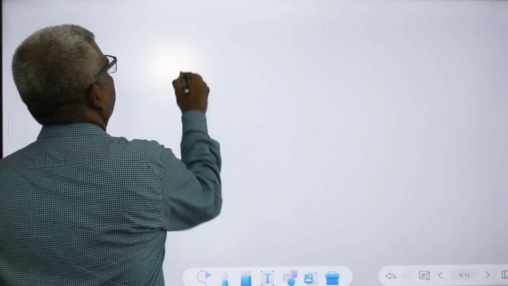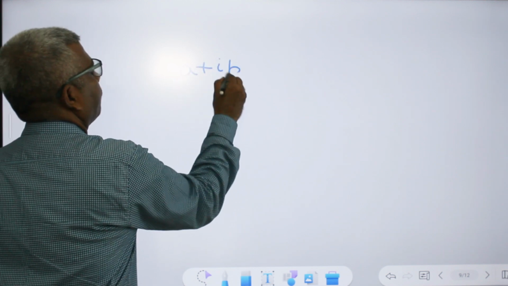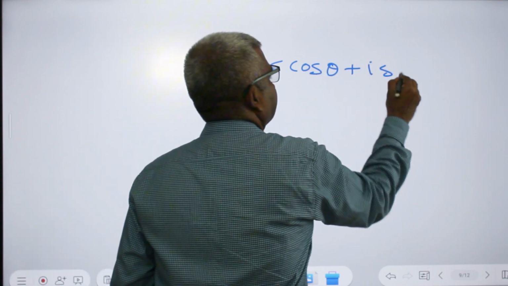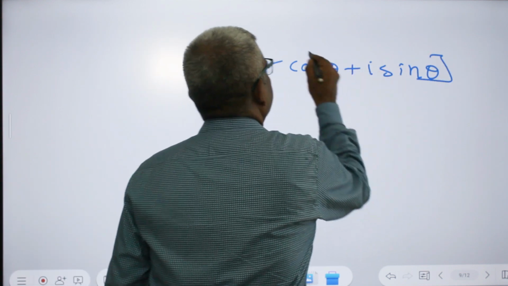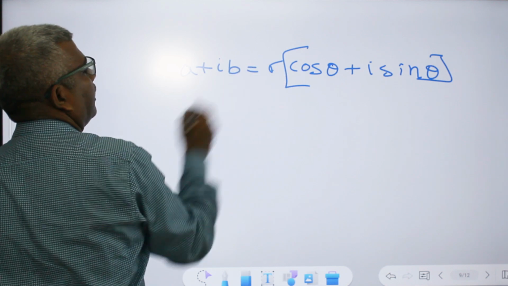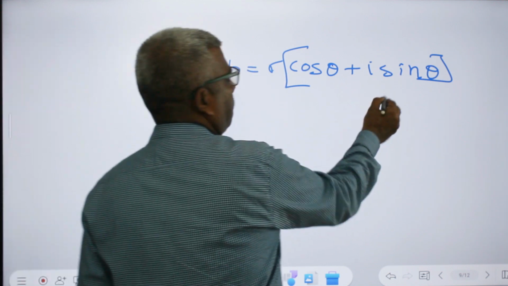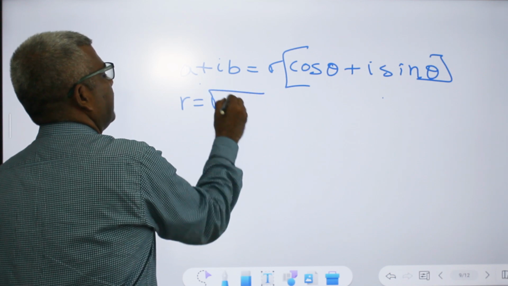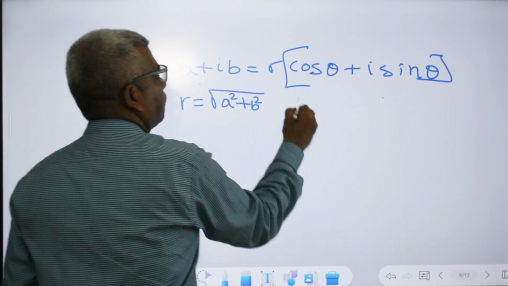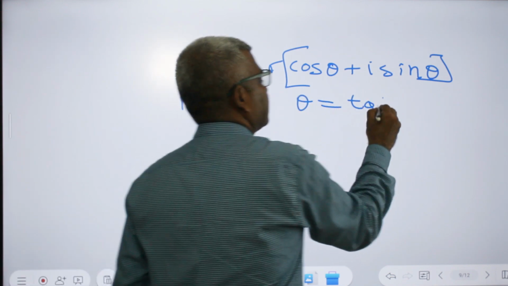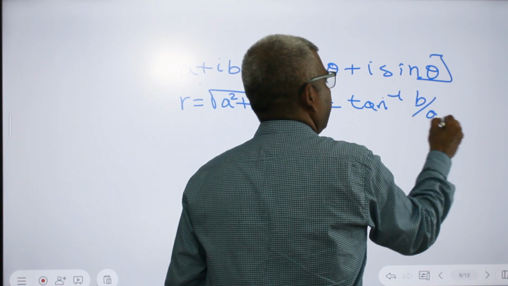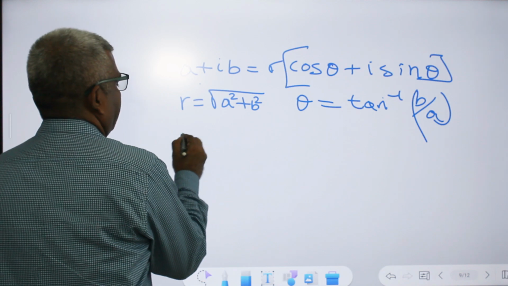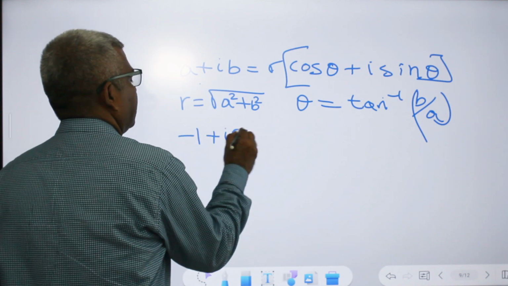A plus ib is the Cartesian form, and r cos theta plus i sin theta is the polar form. How to find r? Square root of a squared plus b squared. How to find theta? Tan inverse b by a. Now do it for minus 1 plus i root 3.